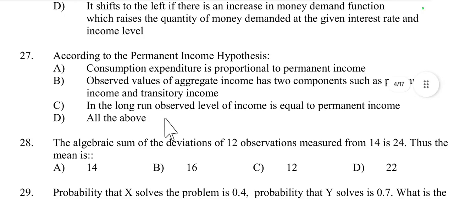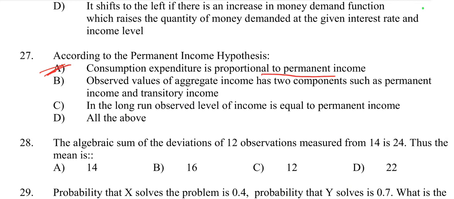Then question number 27, according to the permanent income hypothesis, what happens? First one: consumption expenditure is proportional to permanent income. This is right, because according to the permanent income hypothesis, consumption expenditure is proportional to permanent income, because individuals base their consumption on their expected long term or permanent income rather than their current income. So they smooth consumption over time. So it is proportional to permanent income.